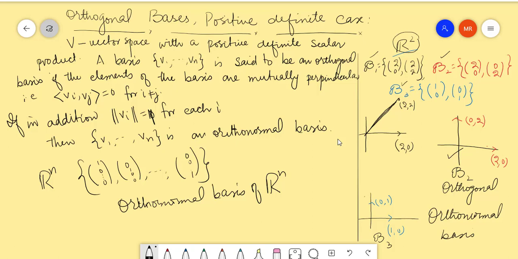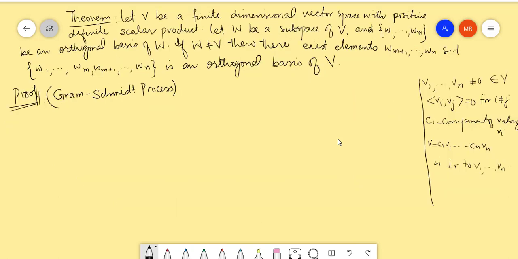So we discuss the following theorem. This theorem states that if V is a finite dimensional vector space with a positive definite scalar product, and you take a subspace W of this vector space with a basis w1 up to wm of W which is an orthogonal basis, then there exist elements wm+1 up to wn such that the set w1 up to wn is an orthogonal basis of V. In other words, an orthogonal basis of a subspace of a finite dimensional vector space can be extended to an orthogonal basis of the larger vector space.